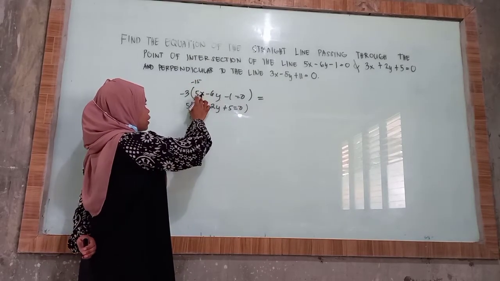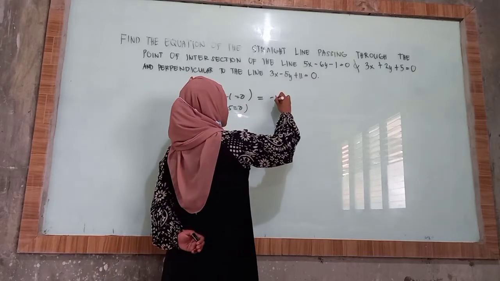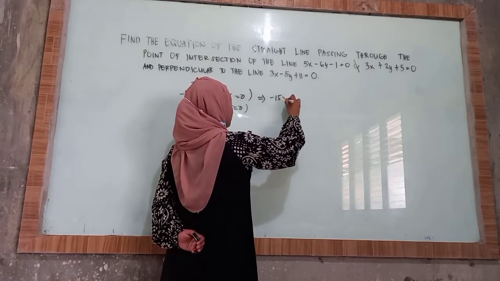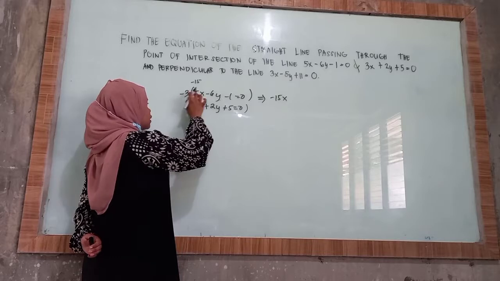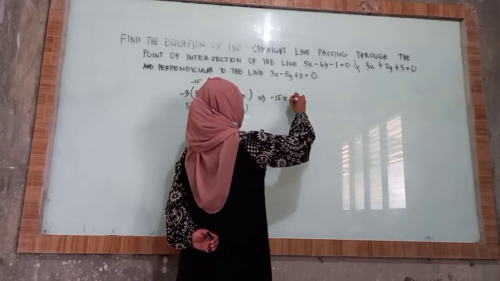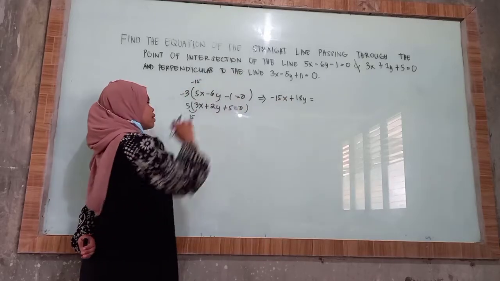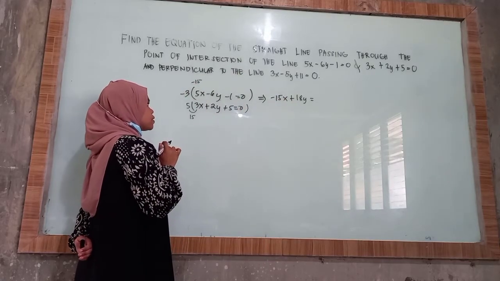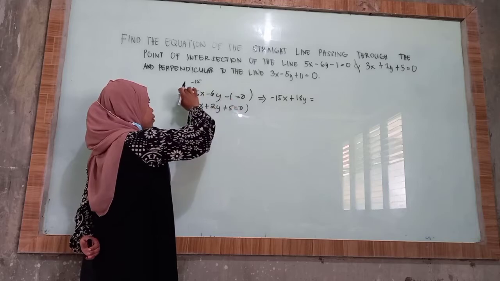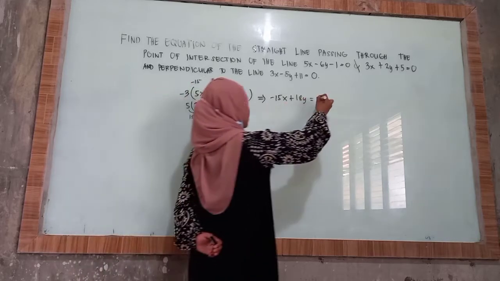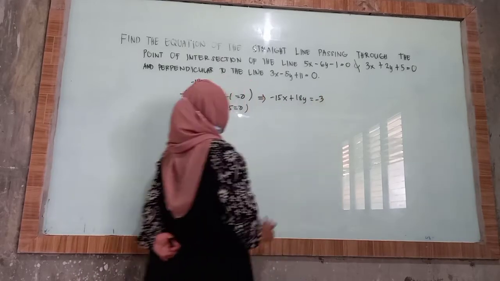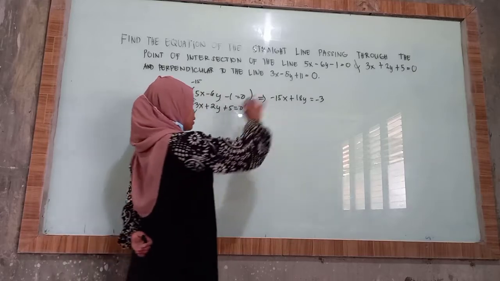So negative 3 times 5x, that is negative 15x. Negative 3 times negative 6y, so I have positive 18y. And then, itong negative 1, i-transpose ko sa kabila, magiging positive 1. Tapos, i-multiply ko by negative 3 ng kulaya, negative 3. So, ililipat natin yung constant sa right side.